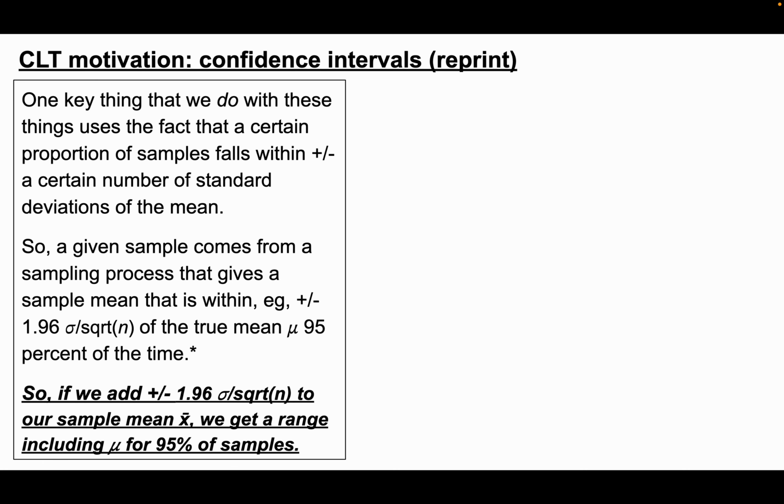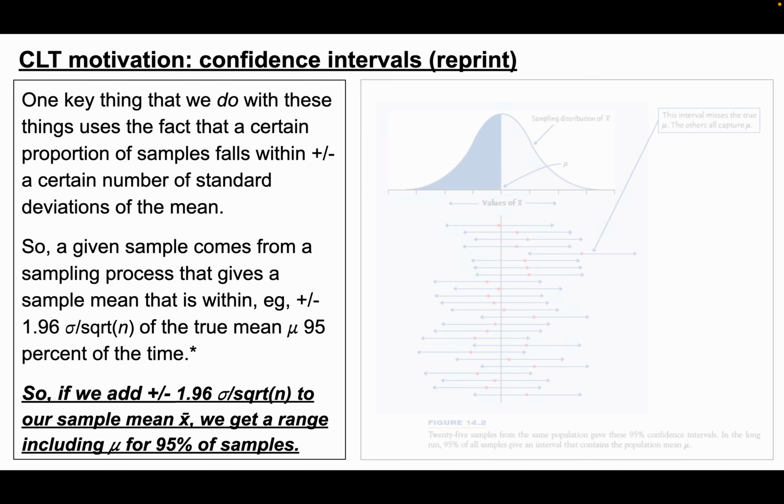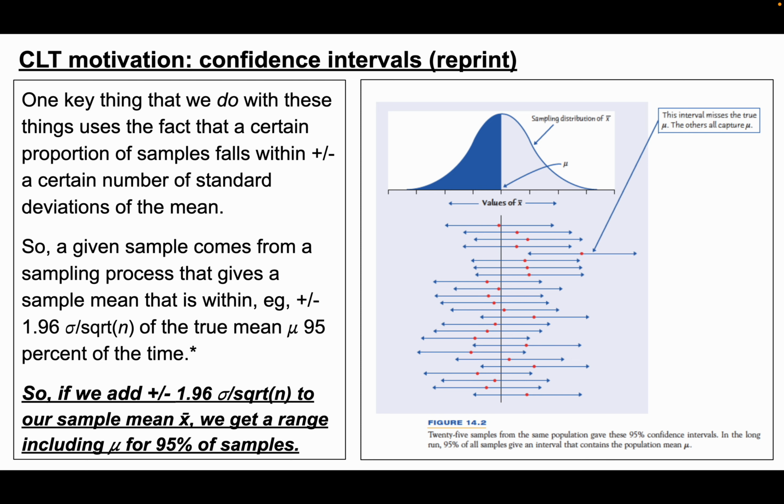So if we add about 2 standard deviations of the sampling distribution, and we'll just call that the standard error mostly from here on out, I'll occasionally remind you that that's what the standard error is. If we add about 2 standard errors to our sample mean x bar, we get a range including mu for 95% of all possible samples. This is that idea illustrated.